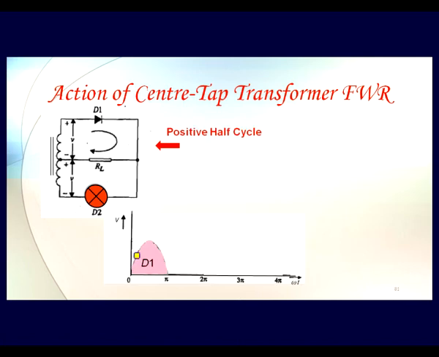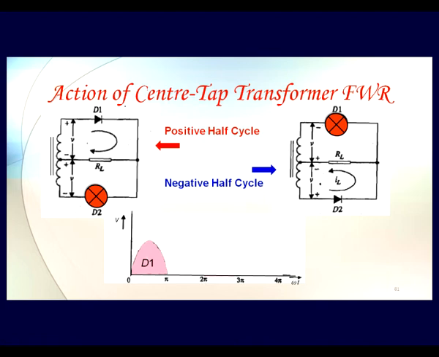Now this is how we are getting our first half cycle, which is through D1. If we go to our negative half cycle, in this case, this upper part of the secondary is negative, but the lower part is now positive. Since this lower part is now positive, D2 will be conducting, whereas D1 will be reverse biased. So current is going to flow through D2 and through load go back to the center tap.